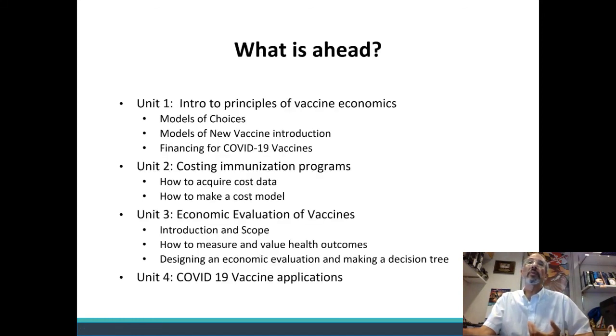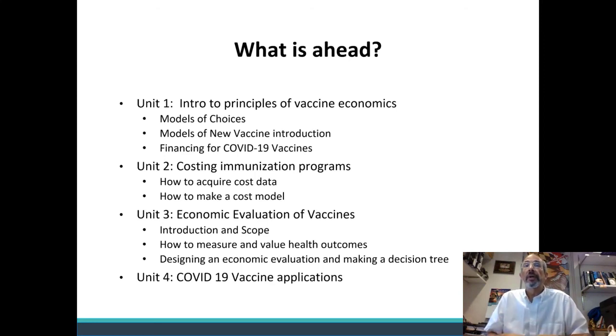In Unit 1, we will be going further in introducing the principles of vaccine economics. We're going to go over basic choices. What's going on in a choice? What are costs? What is supply? What is demand? And we'll be going over models of how those things apply to new vaccine introduction in general, as well as especially for COVID-19. We'll talk about some of the big financing questions that countries are facing in COVID-19 vaccine financing to give you even more of a framework and a landscape for how your own student projects can be tied to what's important.